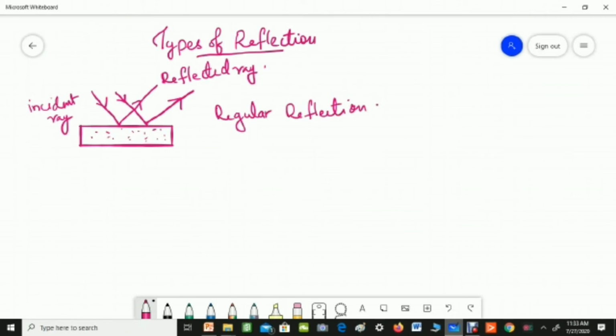Plane mirrors, polished metals and still water have smooth surfaces. So the reflection from their surfaces is a regular reflection. And a regular reflection causes glare. This is the reason why you observe a glare when sunlight or light from a bulb shines on the surfaces of plane mirrors, polished metals and still water. However, regular reflection helps a camera to produce clear and sharp images.